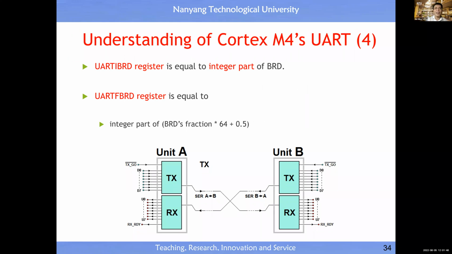But later on, we will show you an example, right? So this register just houses the integer part. This register houses the fractional part. The fractional part is also an integer, because the register can only hold an integer. Then you must convert the fraction into an integer. How to convert it? You see, times 64 plus 0.5.